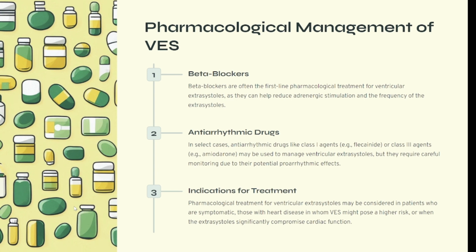In select cases, antiarrhythmic drugs like Class I agents, e.g. flecainide, or Class III agents, e.g. amiodarone, may be used under careful monitoring due to their potential proarrhythmic effects.